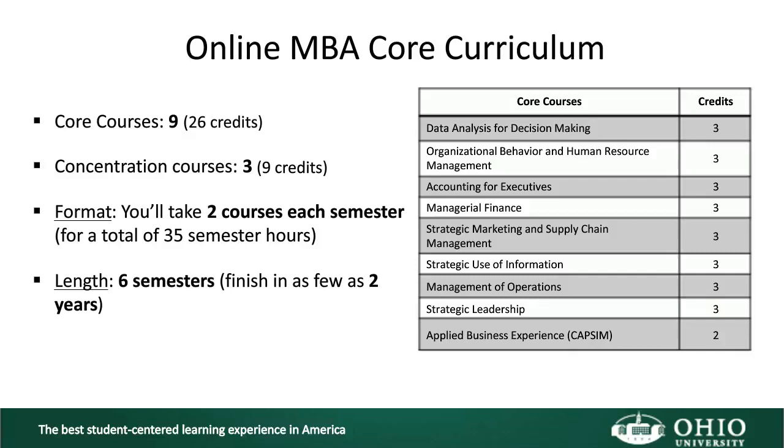With a total of 35 credits to complete, the MBA program includes 9 core courses for a total of 26 credits and 3 concentration courses for an additional 9 credits. While your core courses will cover a variety of business-related topics, your concentration courses will be specific to your selection of finance, business analytics, healthcare, or executive management.